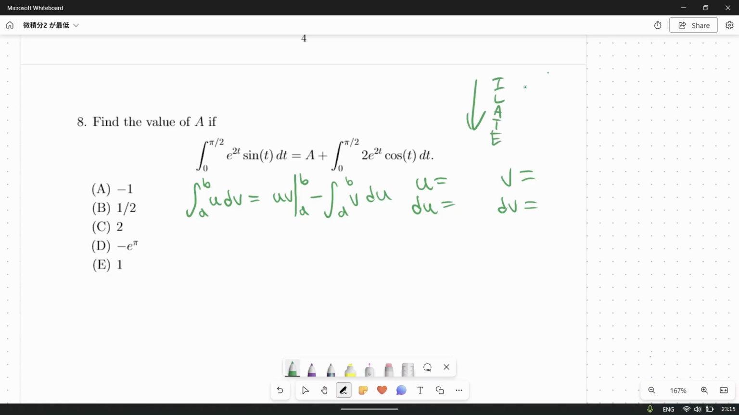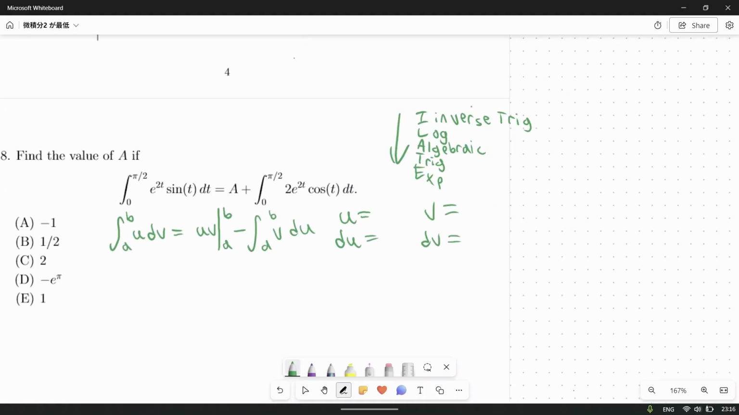or however you want to call it, where you just have this acronym that stands for I would be inverse trig, and then L would be logarithms, any sort of logarithms, and then A would be anything algebraic, and then T would just be trig, so just regular trig, and then E would be exponential. And going from top to bottom, that's the priorities that'll help you to prioritize what to set for u.